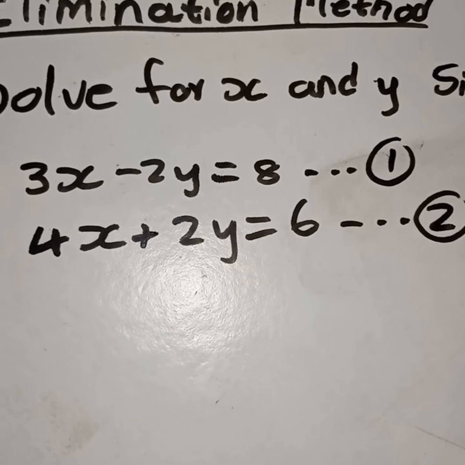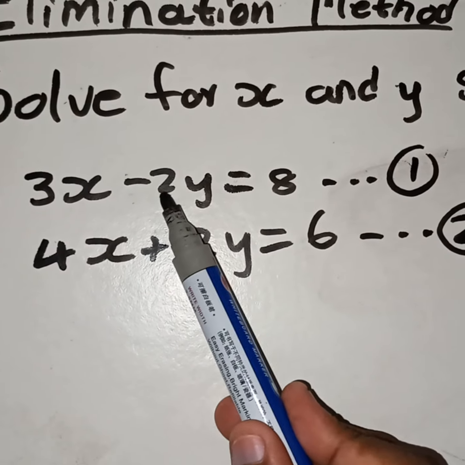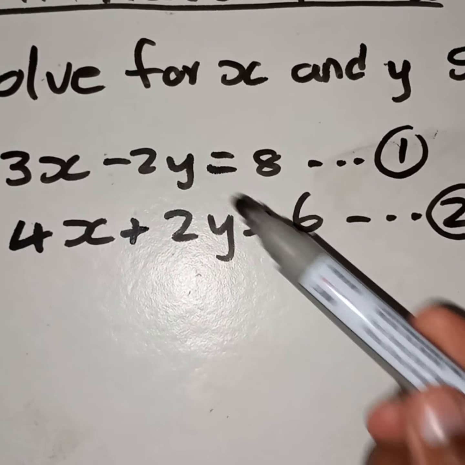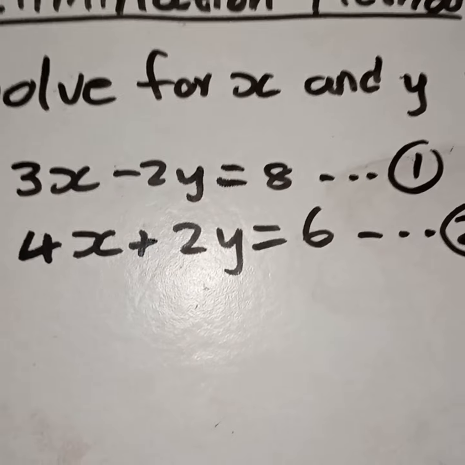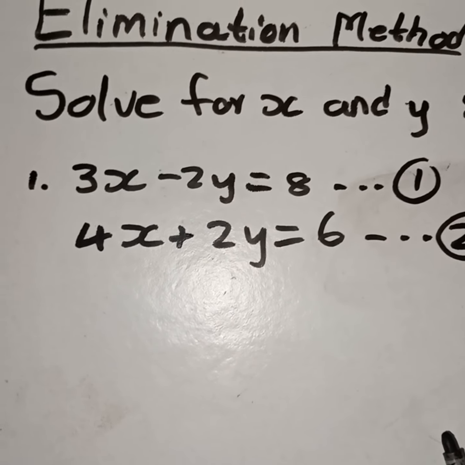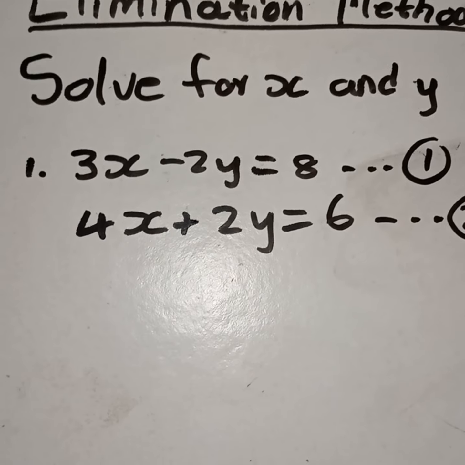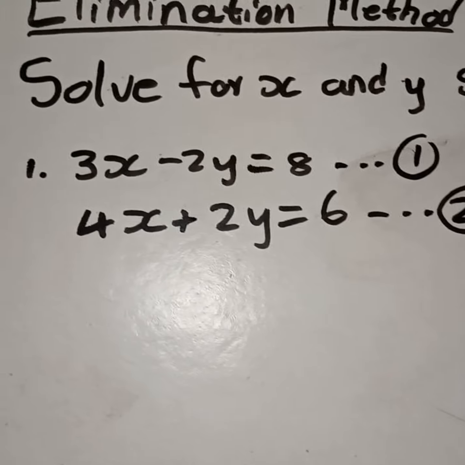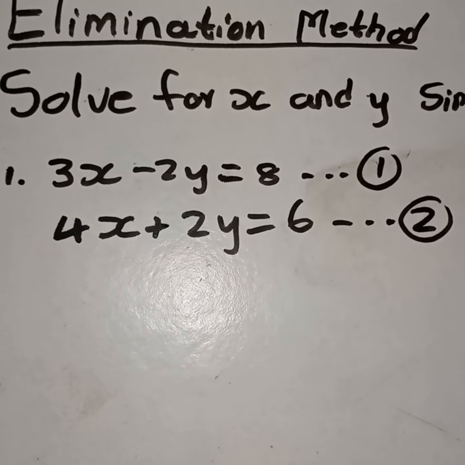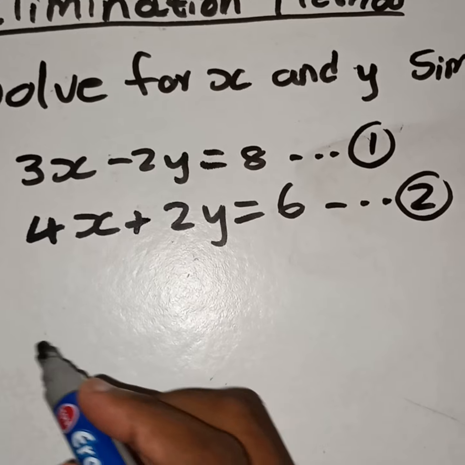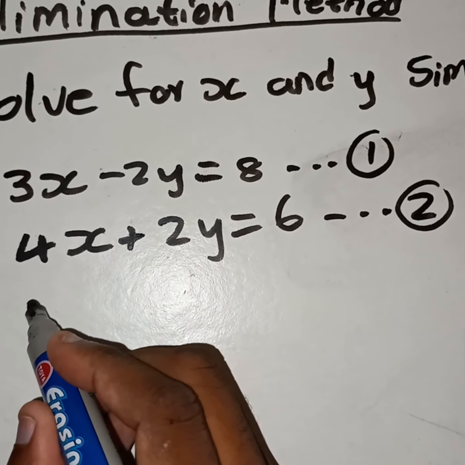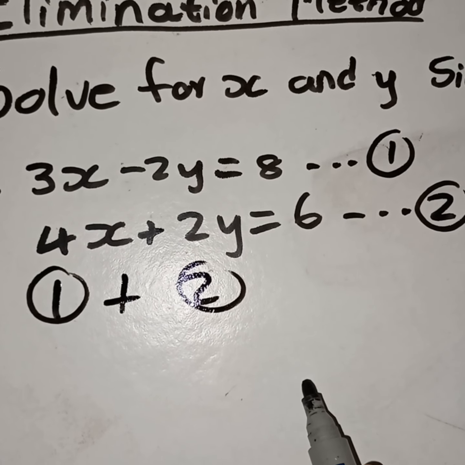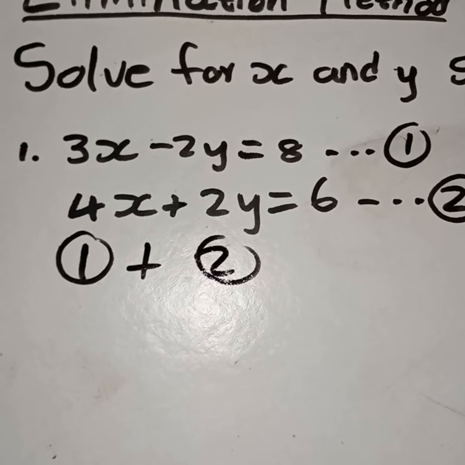Okay, for example, here we have minus 2y and also positive 2y. So we have something which is common in both equations. So we don't have to multiply the entire equation by a different sign to make a common factor. So it is simpler. So what are we going to do right now? We're going to add the like terms. We're going to say equation 1 plus equation 2. Okay, that is how we're going to eliminate.